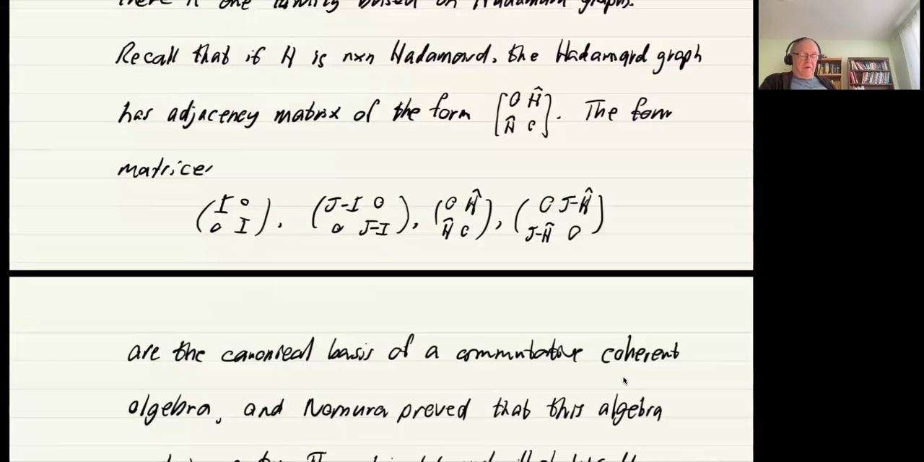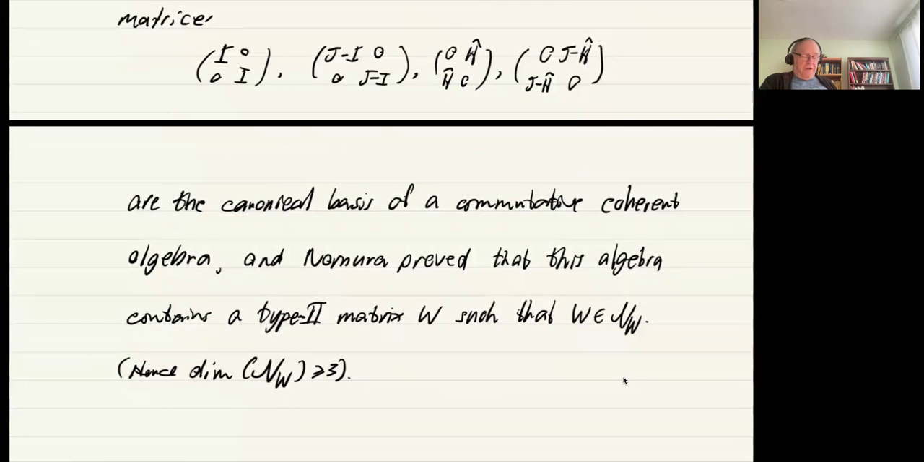Okay, and so it seems very plausible that these could be the basis of a coherent algebra, and they are. Now, I'm just going to ask you to trust me. So these are the canonical basis of a commutative coherent algebra. You can check that they commute without any great difficulty. And Nomura proved that this algebra contains a type 2 matrix W, such that W is contained in its own Nomura algebra. And that then implies the dimension of the Nomura algebra is at least 3. And this means you have a link invariant. As link invariants go, it's not particularly interesting, but there is a link invariant there.